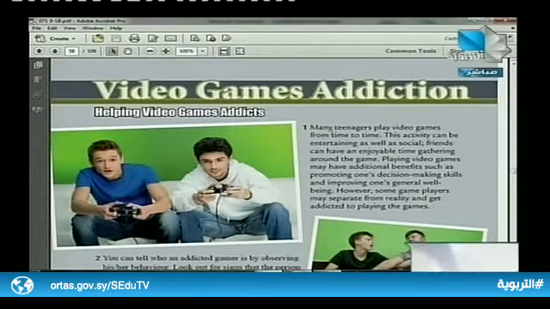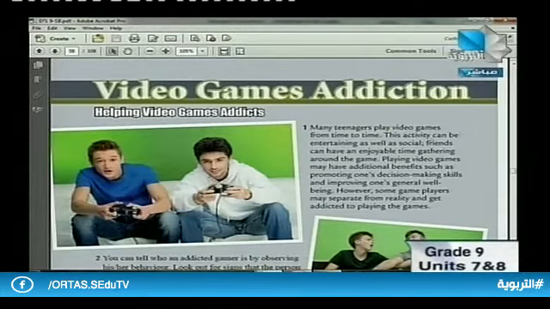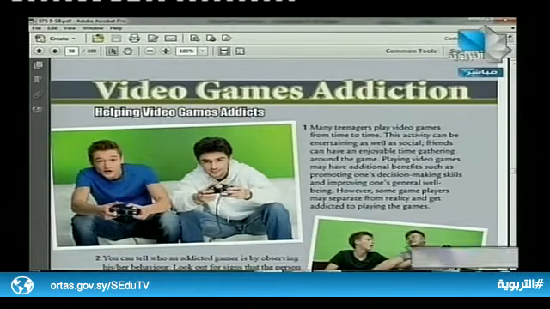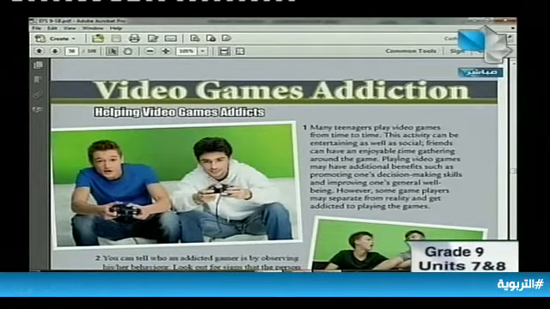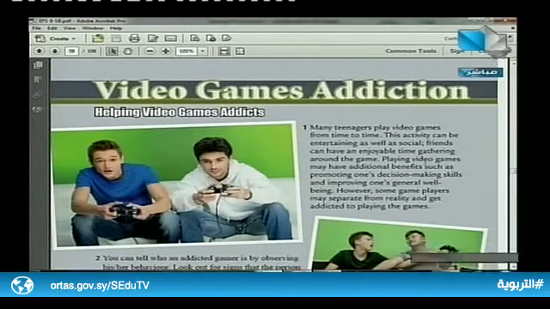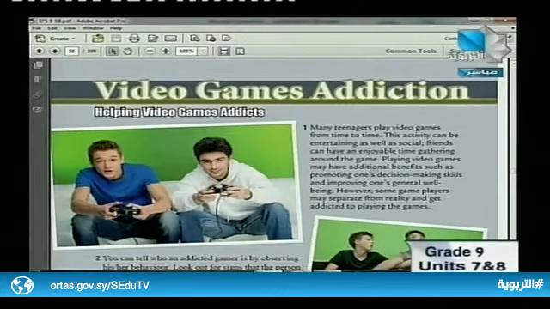Many teenagers play video games from time to time. This activity can be entertaining as well as social. Friends can have an enjoyable time gathering around the game. Playing video games may have additional benefits such as promoting one's decision-making skills and improving one's general well-being. However, some game players may separate from reality and get addicted to playing the games.